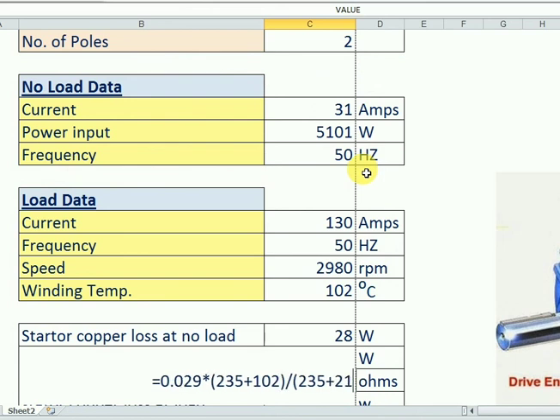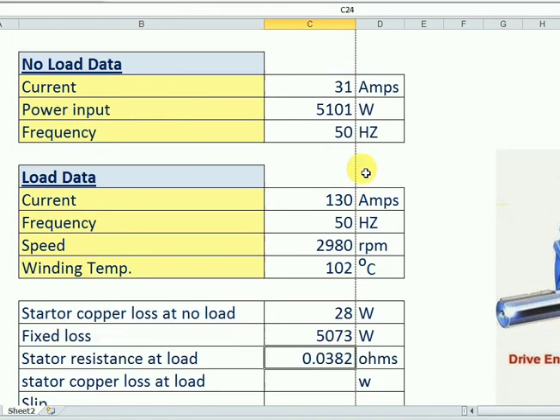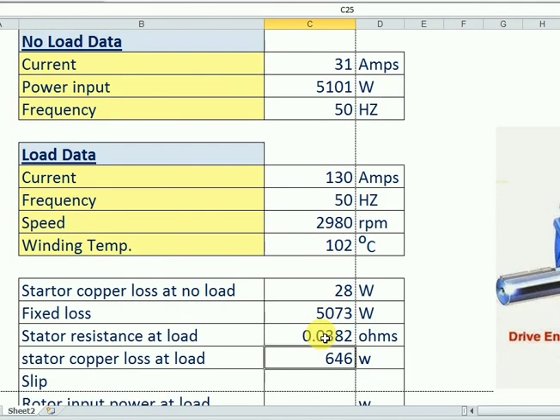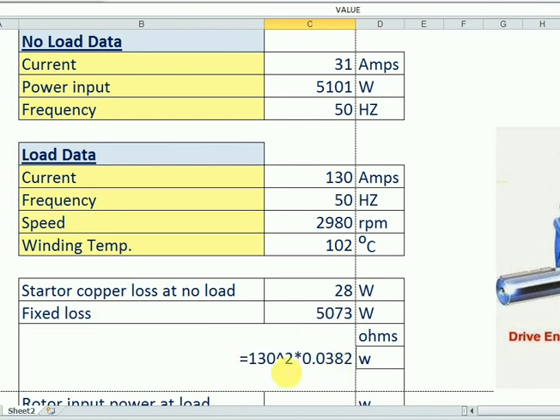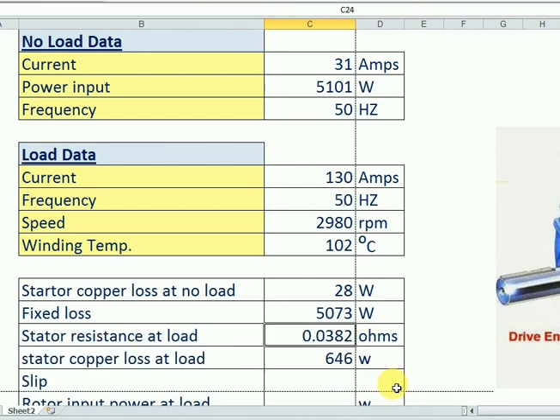So the stator copper loss you can easily find out with I squared R. The load current taken was 130. So 130 squared into the stator resistance 0.0382 is the stator copper loss at load condition, 646. It is very simple. Easily we can calculate the motor efficiency. No need to worry, we only need the data.